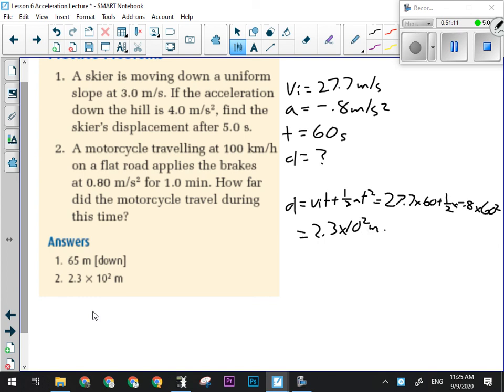Okay, I have no vector on this, and that's okay. They never asked for it, okay? It says, how far did the motorcycle travel? That's distance, not displacement, so it's okay to not have a vector on that. Okay, questions on any of those?